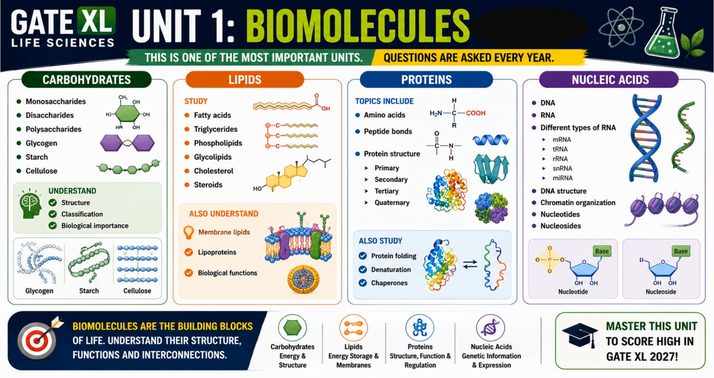Proteins are another very high weightage topic. Here you should study amino acids with the peptide bonds and all the four levels of protein structure: primary, secondary, tertiary, and quaternary. In this case, additionally you should understand the process of protein folding, protein denaturation, the role of chaperones, and some other protein folding components. At the same time, you should also read the degradation portions like ubiquitination and those processes.